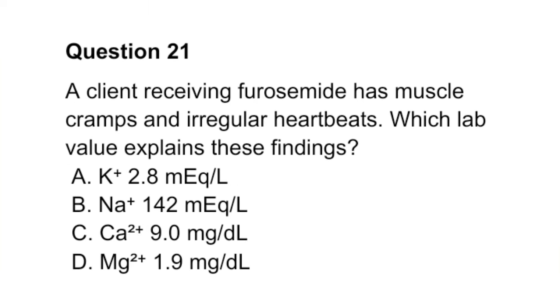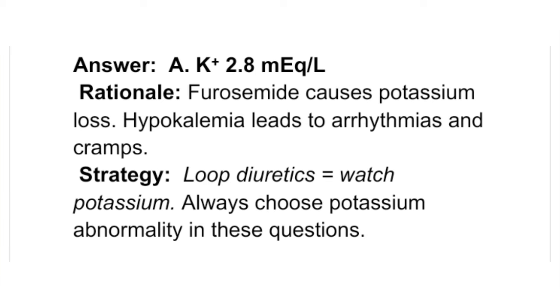Question 21. A client receiving furosemide has muscle cramps and irregular heartbeats. Which lab value explains these findings? A. K 2.8 milliequivalent/L. B. Na 142 milliequivalent/L. C. Ca2+ 9.0 mg per deciliter. D. Mg2+ 1.9 mg per deciliter. Answer, A. K 2.8 milliequivalent/L.